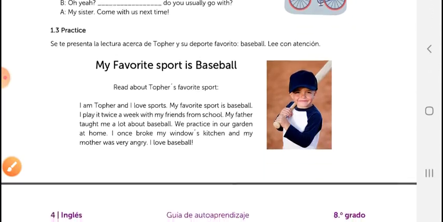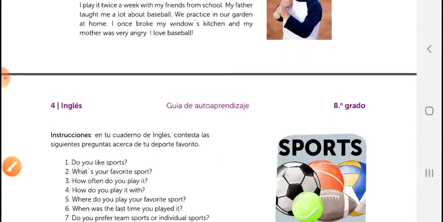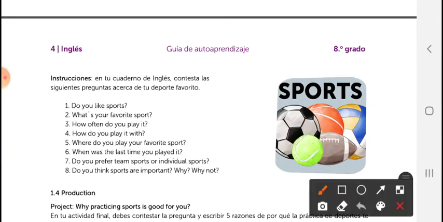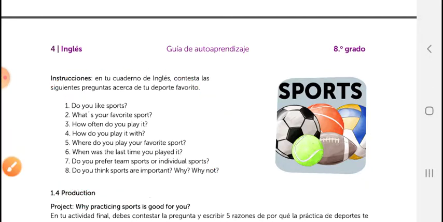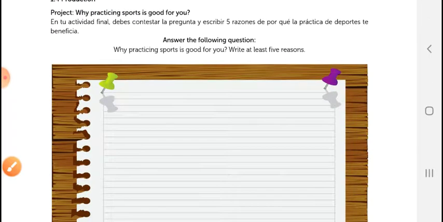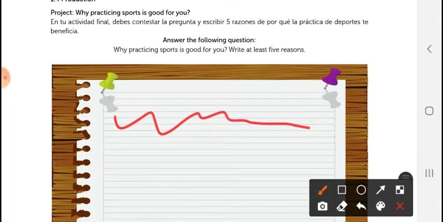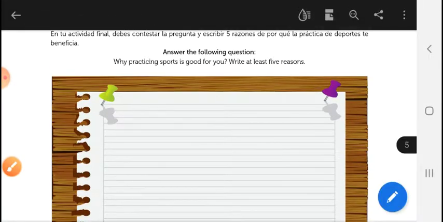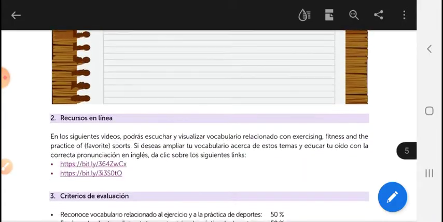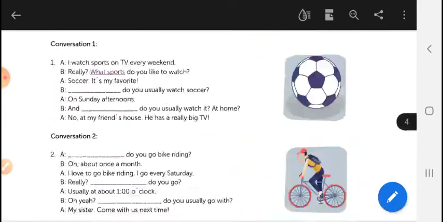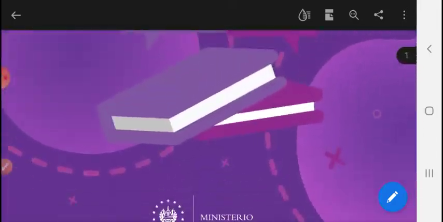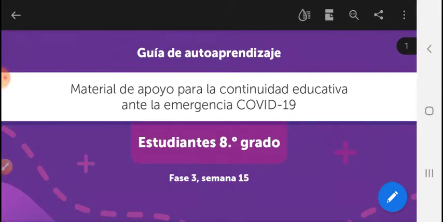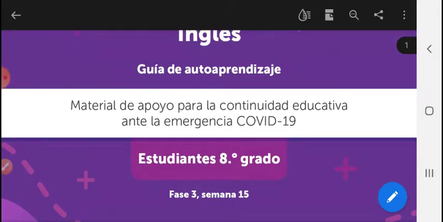con WH. Y luego tenemos una lectura, okay? Respuestas in English for you, answers in English for you, and you have to write. Tienes que escribir aquí un paragraph. Tienes que escribir 5 razones, dice, por las que te gusta la práctica de deportes o consideras que es benéfica para ti. But before we see everything, I would like guys to see a video regarding sports, okay?